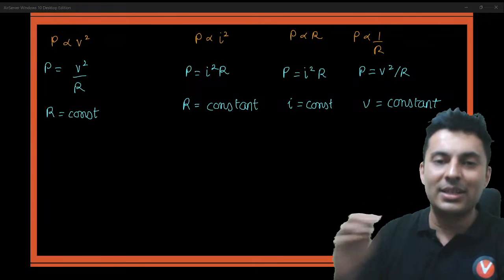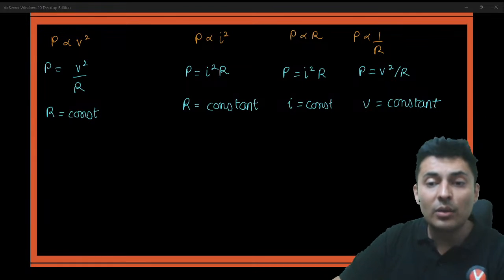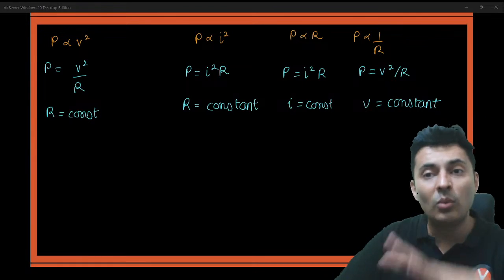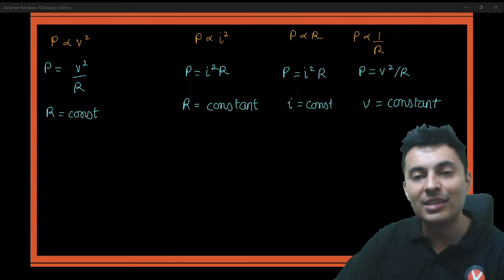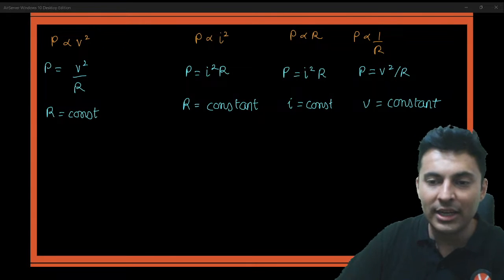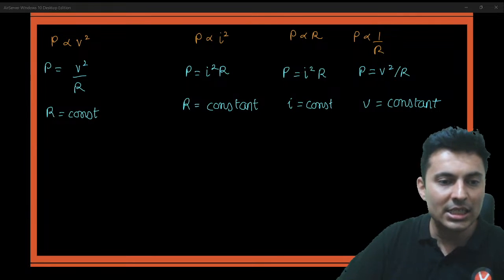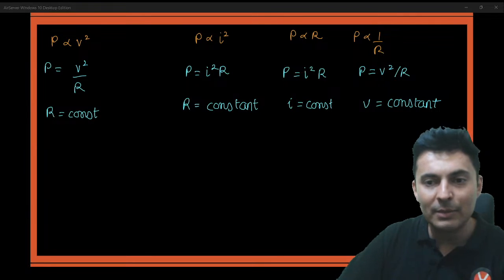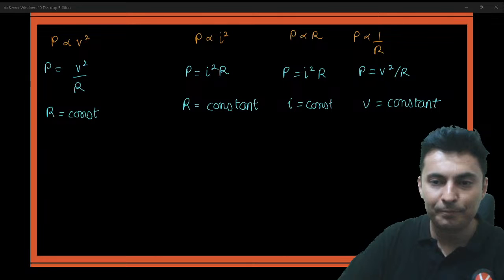Then power is inversely proportional to R. So you read the question. What is constant? What is not? Accordingly, things will change. Is that okay? Many people make mistakes.